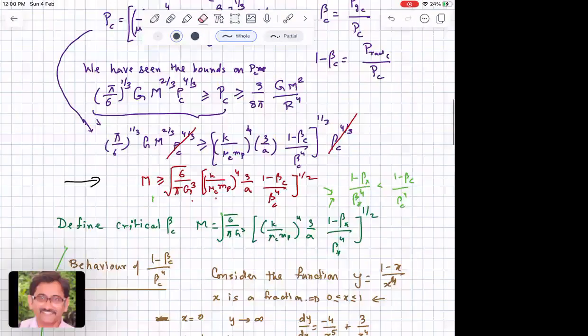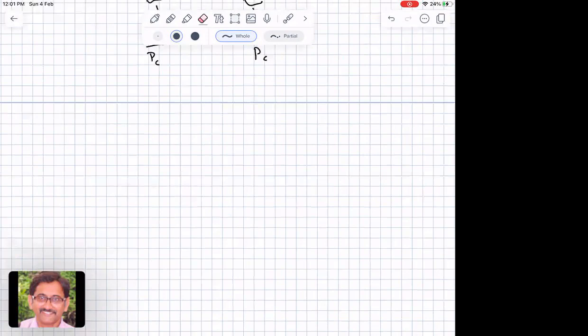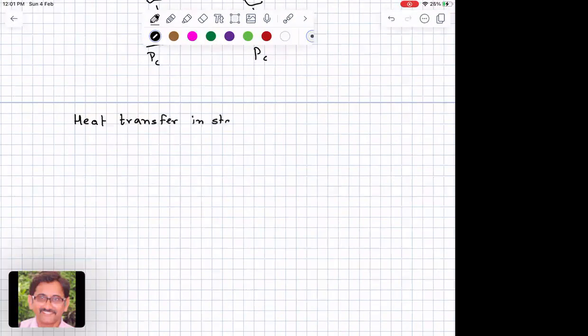Let's now go to convection. Okay, heat transfer in stars. Now let us say types of heat transfer.